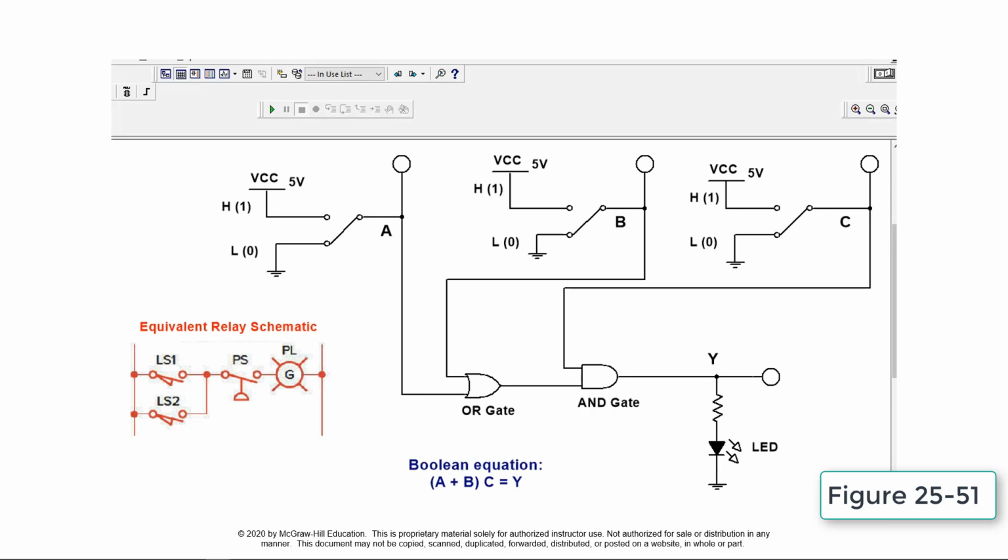This logic circuit simulates the combination logic circuit for the Boolean equation of A or B ANDed with C. The simulation has been constructed similar to the combination logic circuit shown. Also shown is the relationship between the relay ladder schematic and the equivalent combination logic gate circuit. This logic control scenario requires that the output be energized whenever limit switch LS1 or LS2 is closed at the same time as the pressure switch PS is closed. The simulation is operated to confirm this function.